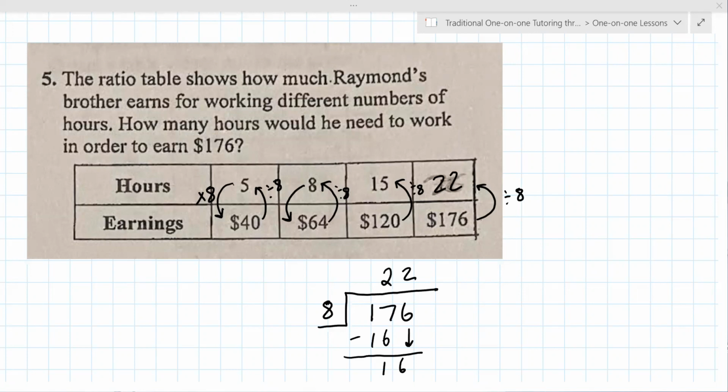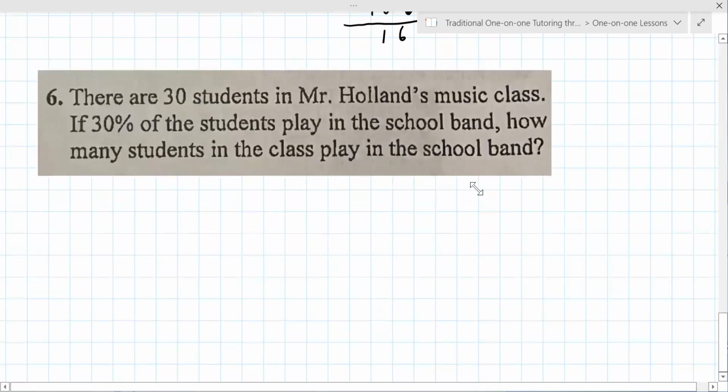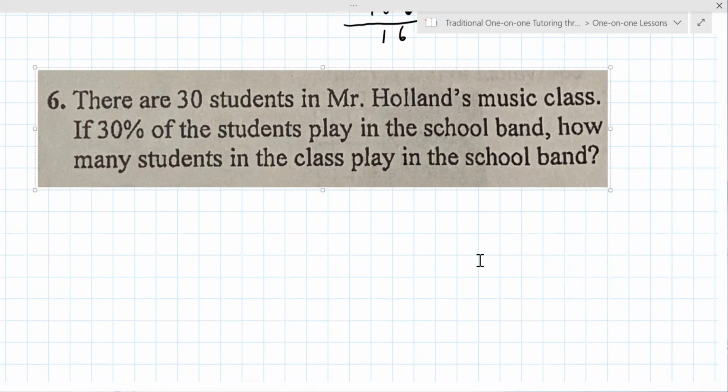Do you have that down? Yeah. Okay. So let's keep going here. Let's look at number 6. Why don't you read this one out loud for us, please? There are 30 students in Mr. Holland's music class. If 30% of the students play in the school band, how many students in the class play in the school band? So 30% of the students are in the school band.